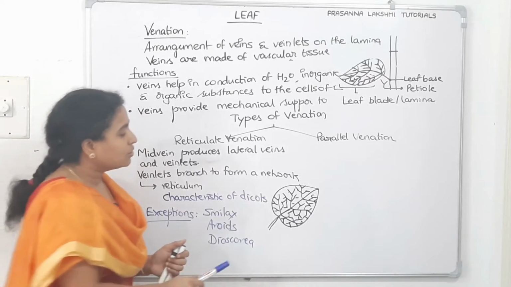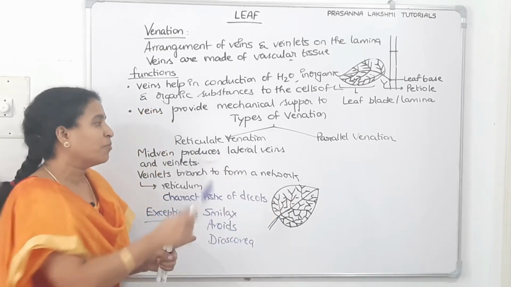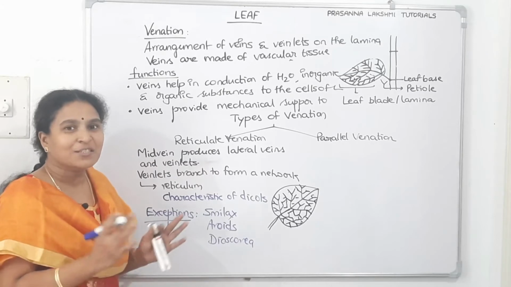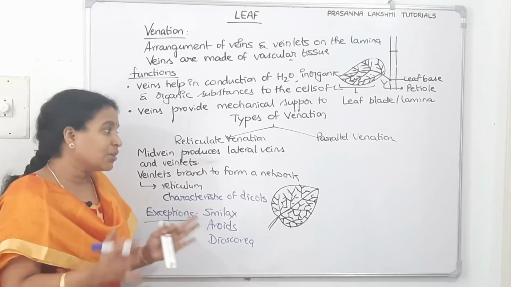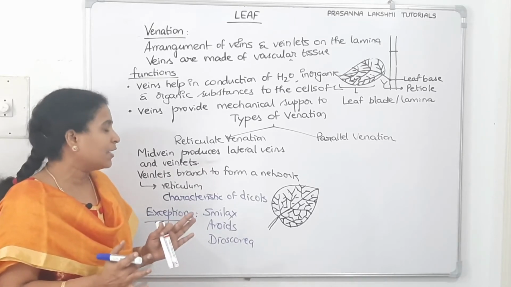Now what is reticulate venation? A midvein will be there, midrib will be there. It will split to make lateral veins and these lateral veins will further split to make veinlets. The reticulum-like network of the veinlets is called reticulate venation.